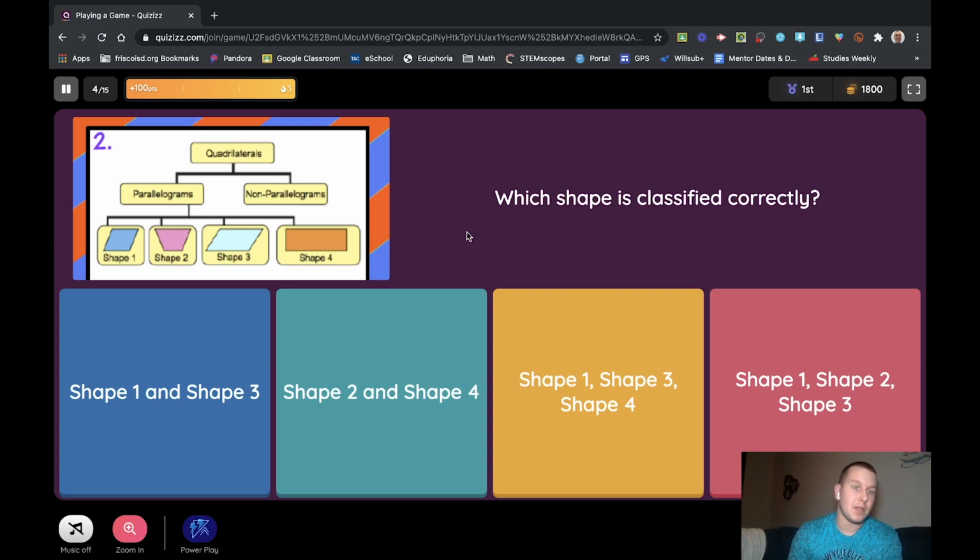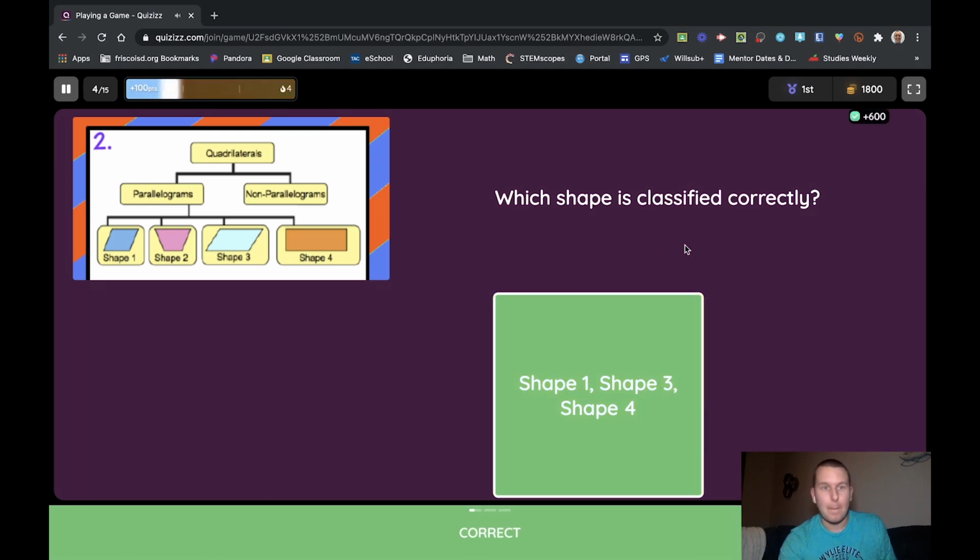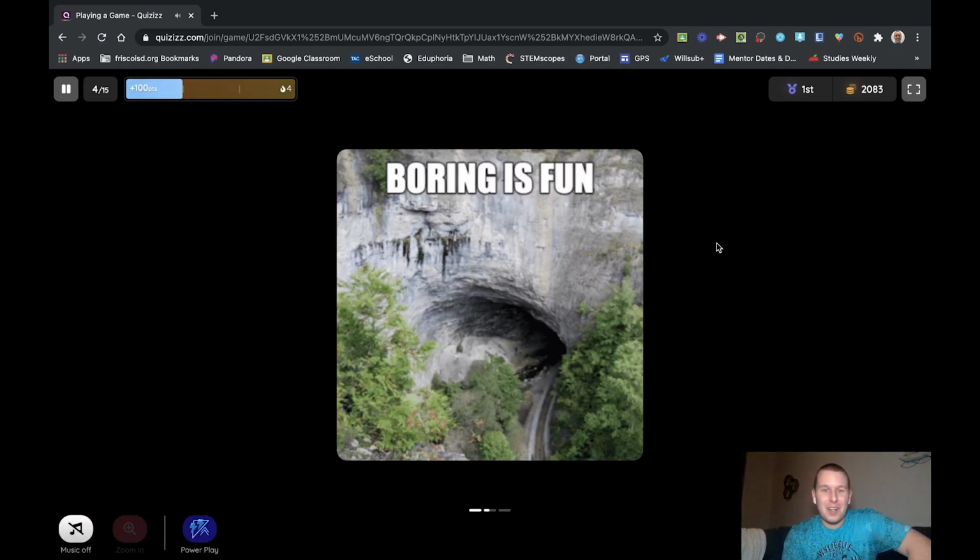Let's take a look at shape 3. Shape 3 looks a lot like shape 1. They're both parallelograms, so I think shape 3 would work. And shape 4 is a rectangle, and it has two opposites that are parallel to each other. So my thought here is it's shape 1, shape 3, and shape 4, which is this one right here. Boom, got it right. Doing awesome.